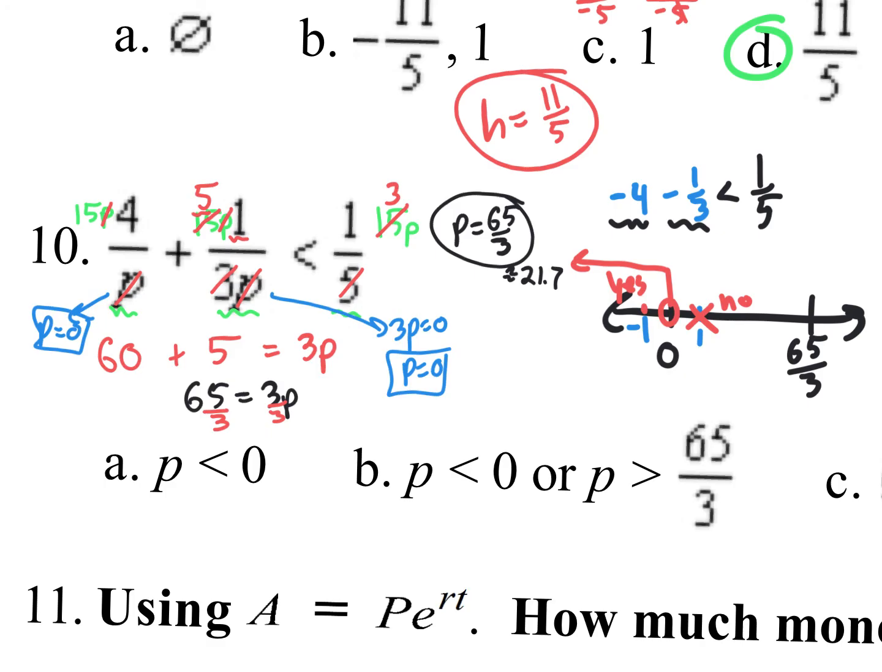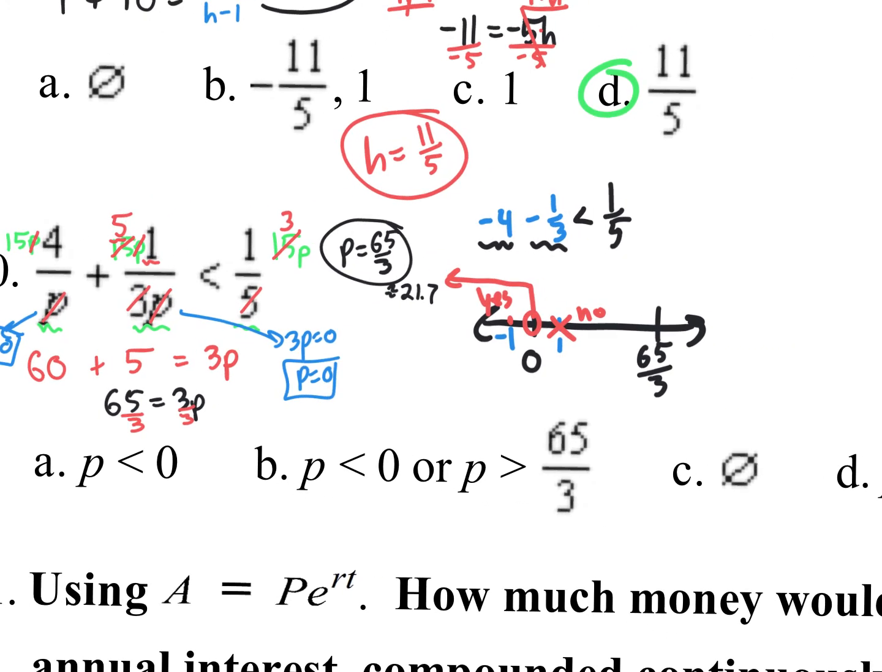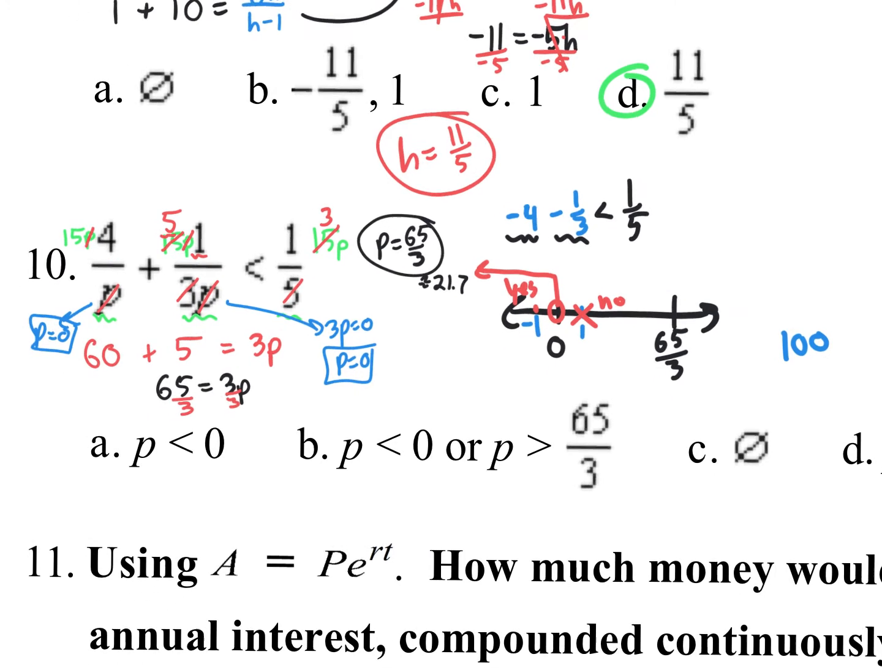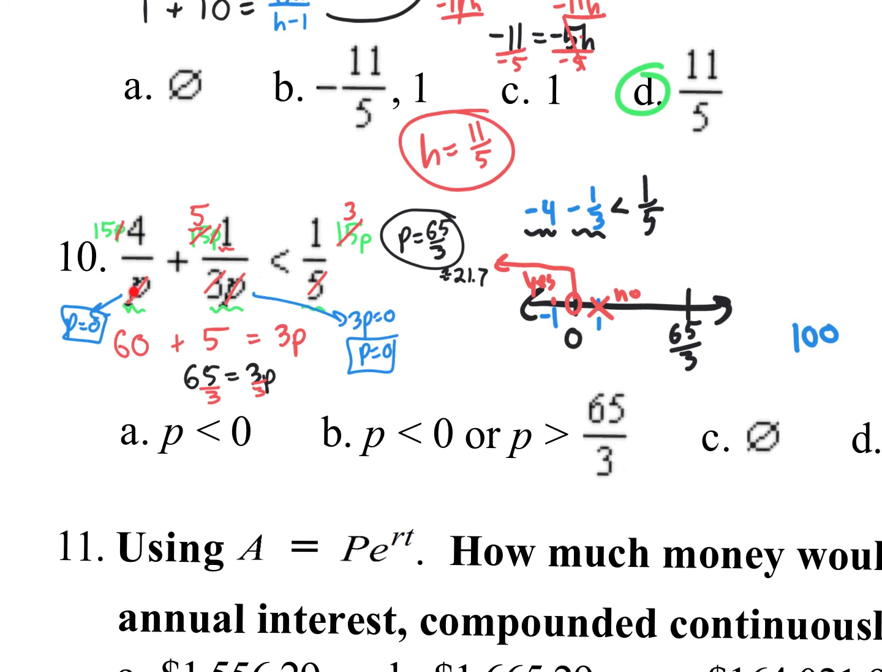And let's now test a value that's over here on the right side of this critical point, 65/3, which is about 21 point, what was that, 7? That doesn't matter. Let's pick any number on the right side. I'm going to pick the number 100, let's just say. So if I plug in 100 for P, I'll have 4 over 100 plus 1 over 300. Let me actually write that out. 4 over 100 plus 1 over 300.